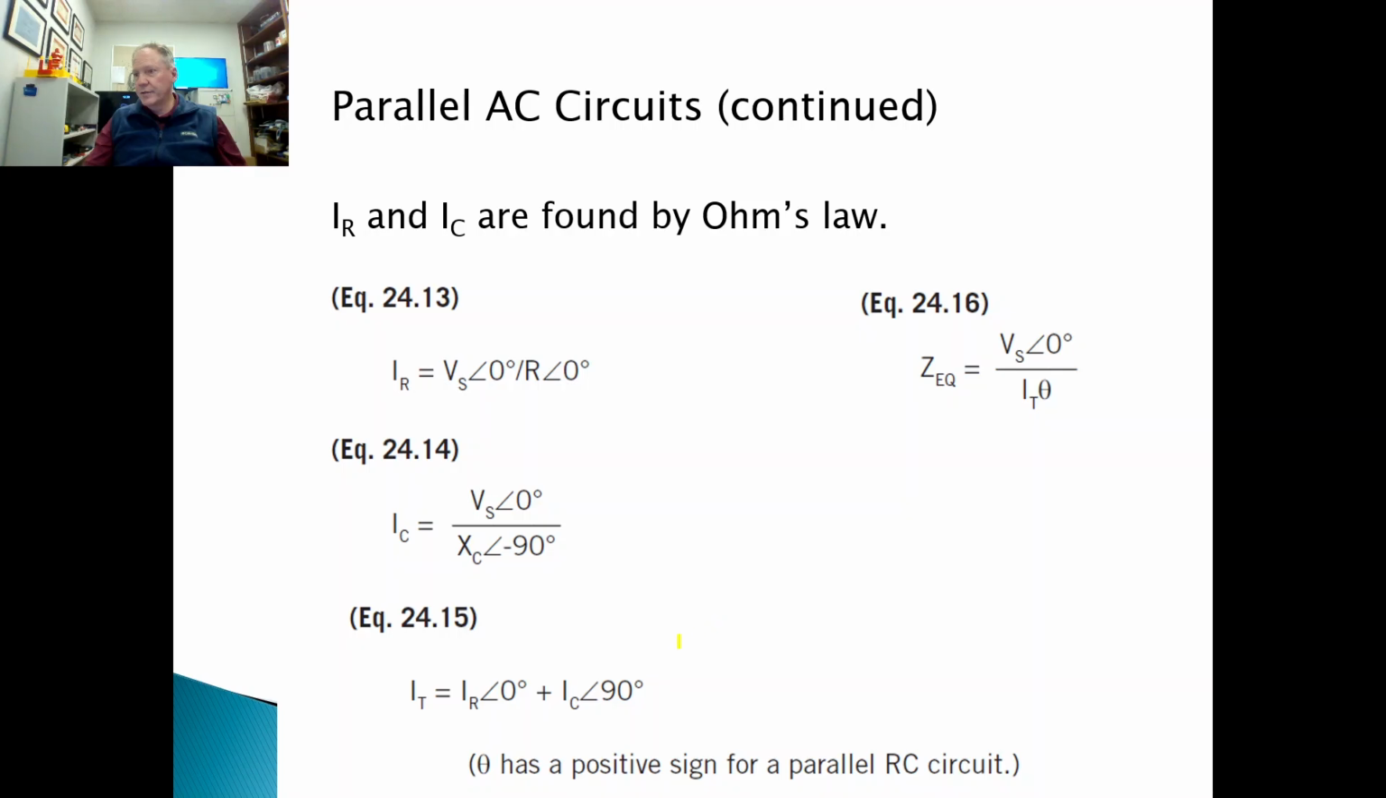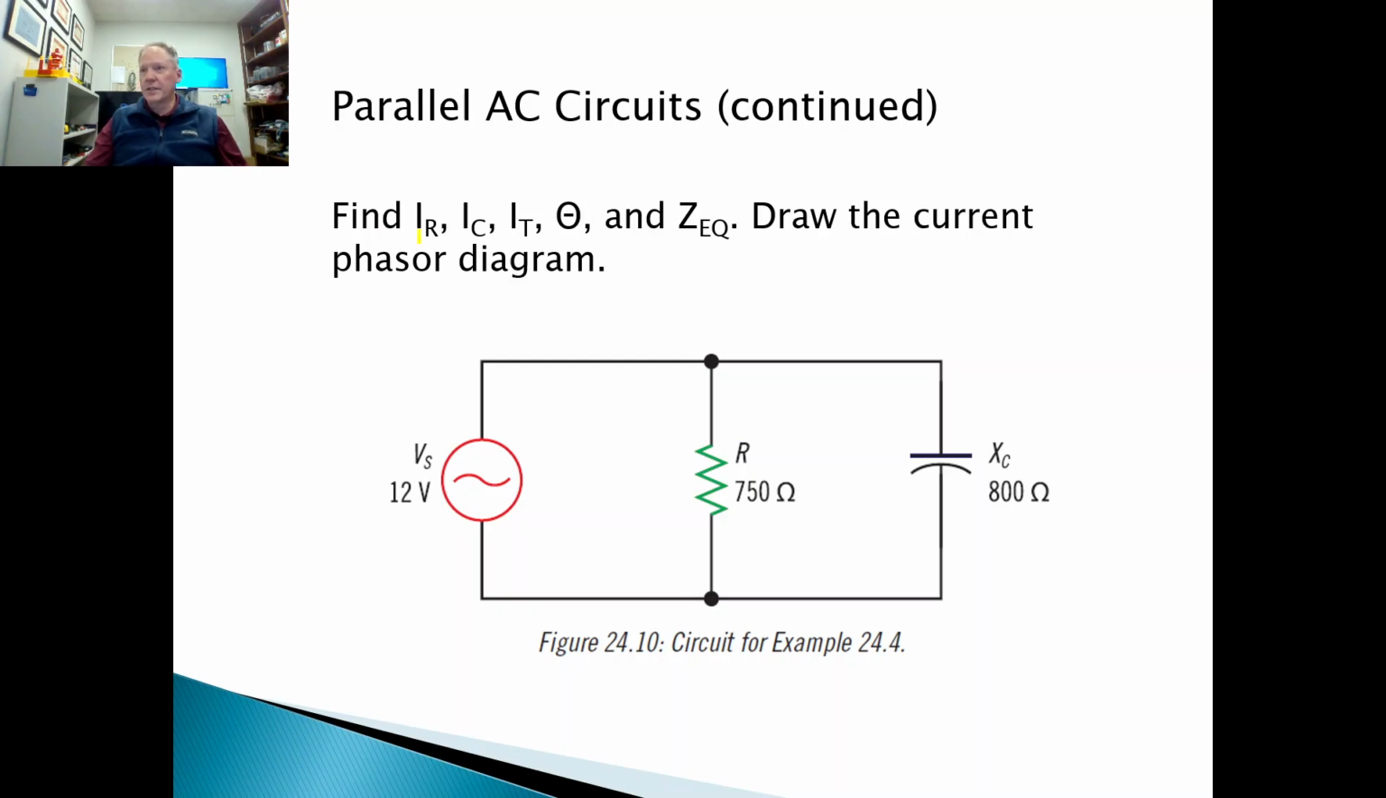So that's where we'll do IT equals IR plus IC, and away we go. And then once we get the total current and we know this total voltage, we can divide those to get our equivalent impedance, right? So let's find IR, IC, IT, theta, and the equivalent impedance and draw the phasor diagrams.